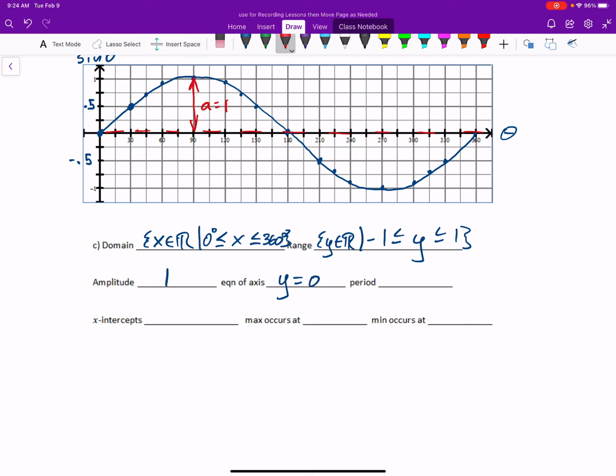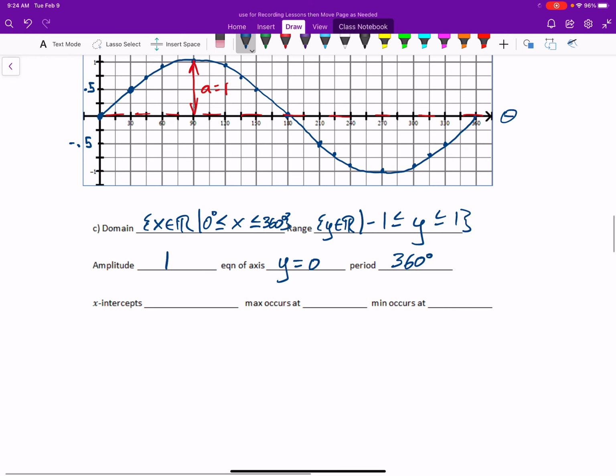The period, as you can see, one full cycle takes 360 degrees. The x-intercepts, I'll highlight them. They're at 0, 180, and 360. The maximum occurs at 90 degrees. The minimum occurs at 270 degrees. Here's the max and the min respectively.